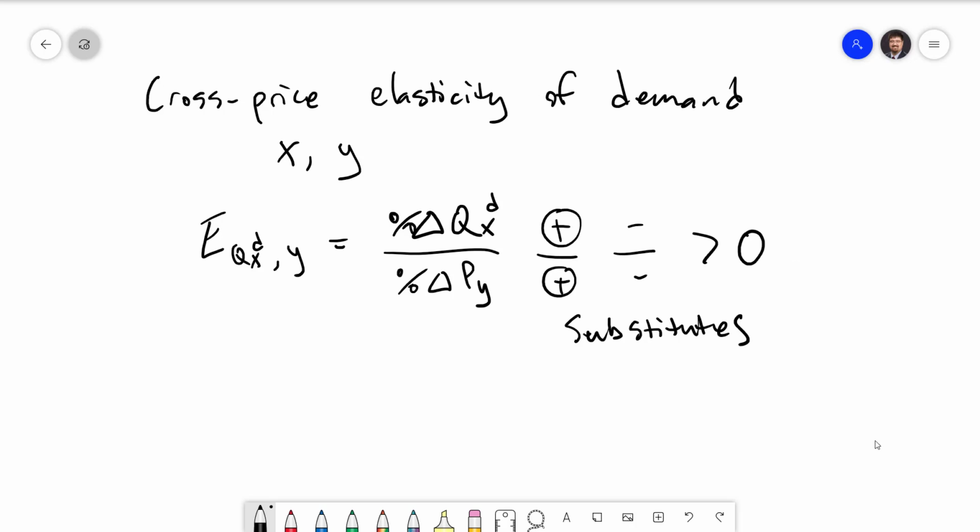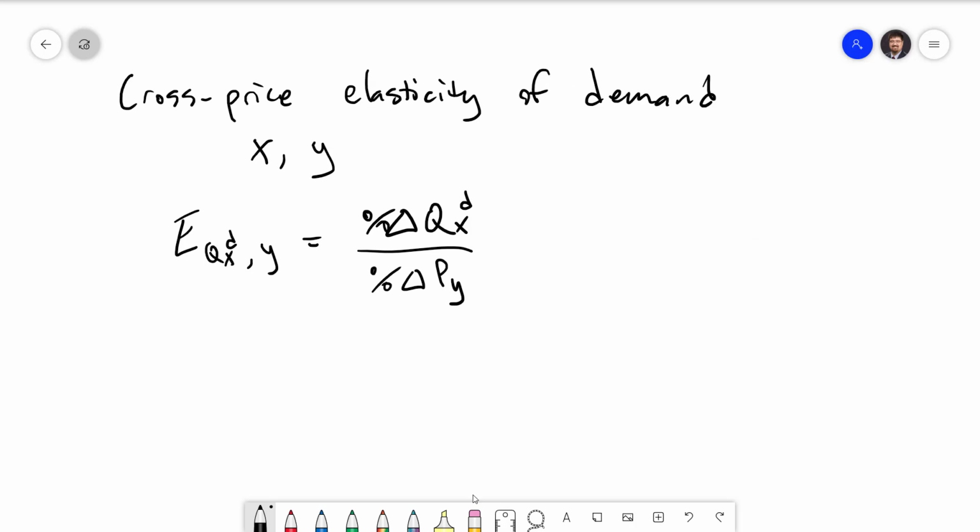Let's do a concrete example with some numbers. Suppose the price of beer increases by 10%, which increases the quantity demanded of wine by 5%. To calculate the cross-price elasticity, we have a positive 5% change in quantity divided by a 10% change in price of the other good, that's beer this time, equals positive 1/2, which tells us that they are substitutes.